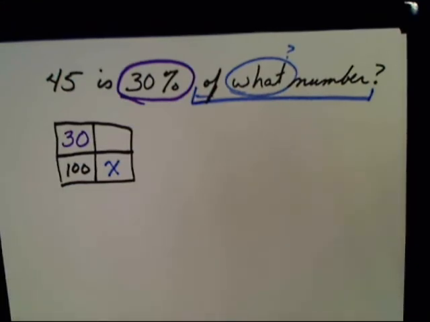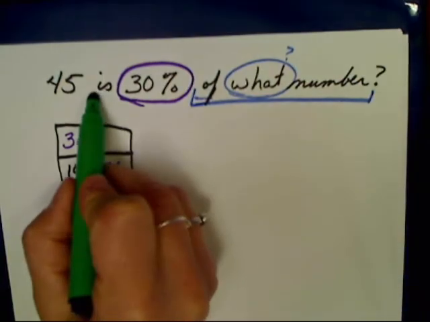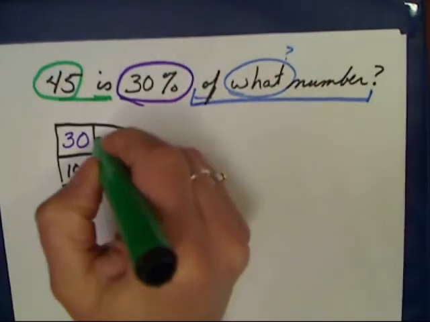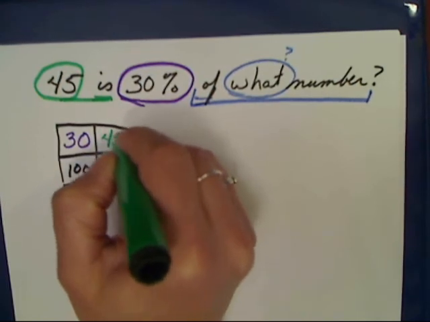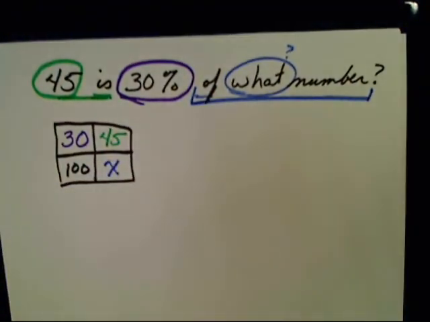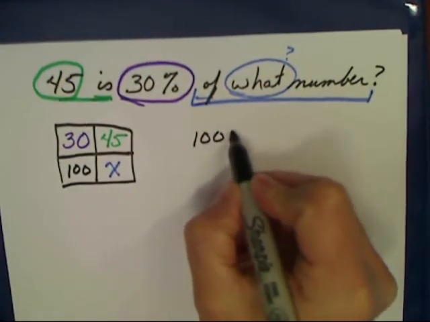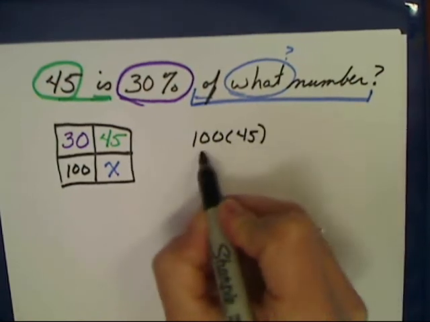And last but not least, I look for the is. Here's is. There's a number right before it. It's the only number I haven't used yet, so that goes in my is box. And then to solve, we find the diagonal that has 2 numbers. We multiply them. And then divide by your 3rd number.